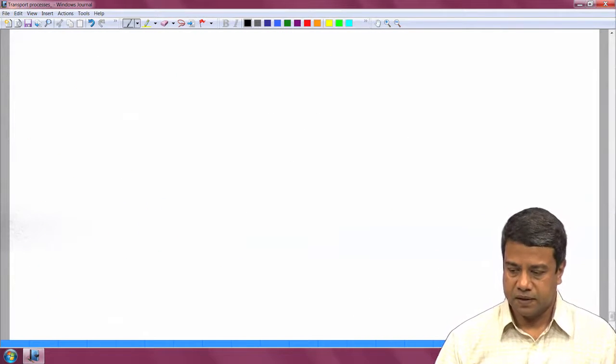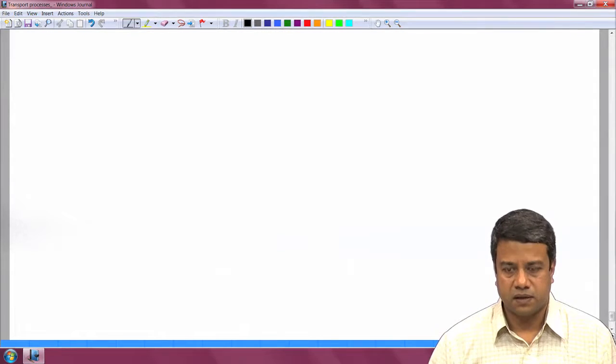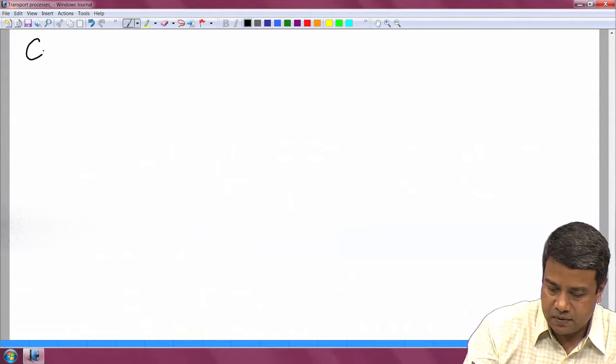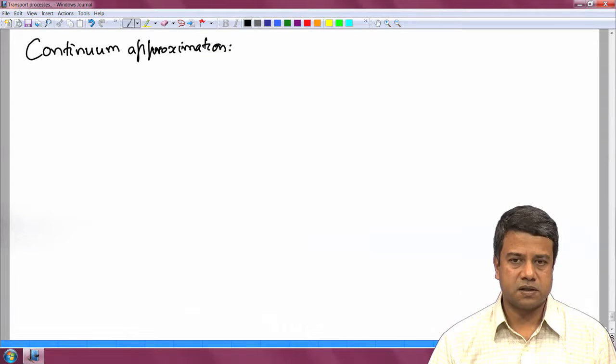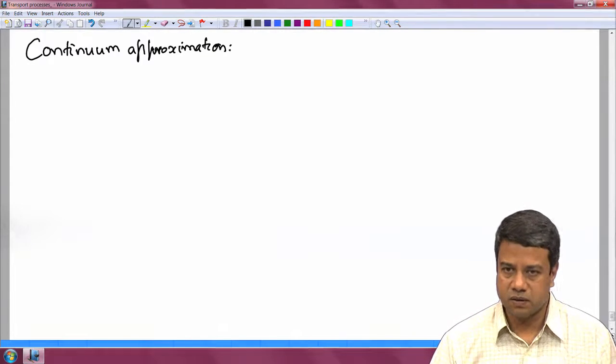So, how do we treat the problem? The first thing we do is a continuum approximation. That is, we assume that the temperature, the concentration or the velocity fields are continuum fields.